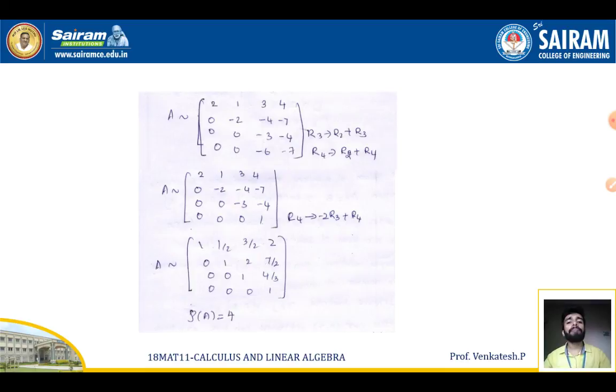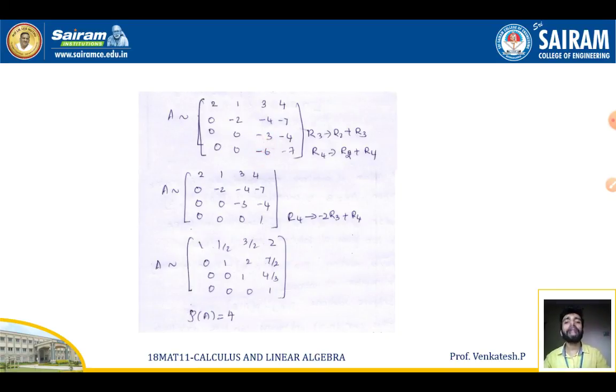Now after applying this operation for the R3 and R4 rows, I'm keeping the R1 and R2 rows as they are. 2, 1, 3, 4 I'm keeping as it is. R2 also, 0, minus 2, minus 4, minus 7, I'm keeping as it is. Now I'm doing the operation with respect to the R2, R3 and R4 rows. Doing R2 plus R3, I'll be getting 0, 0, minus 3, minus 4. For R4, I'll be getting 0, 0, minus 6, minus 7. Now the last thing: I want to make this one also 0 so that I can get an upper triangle matrix.